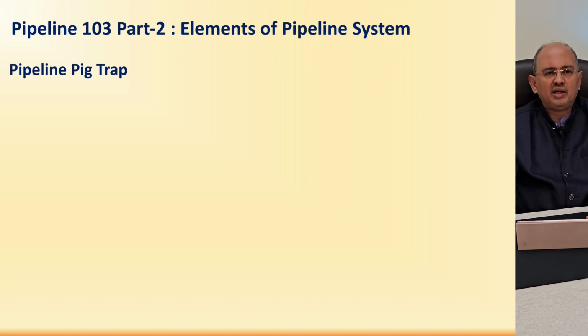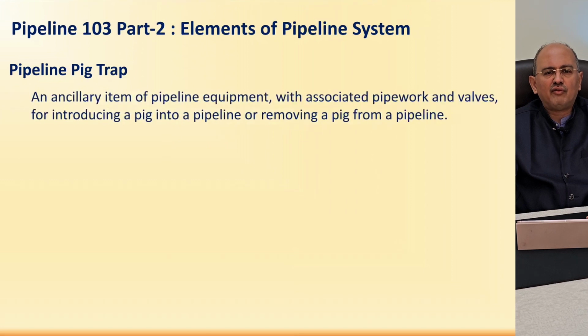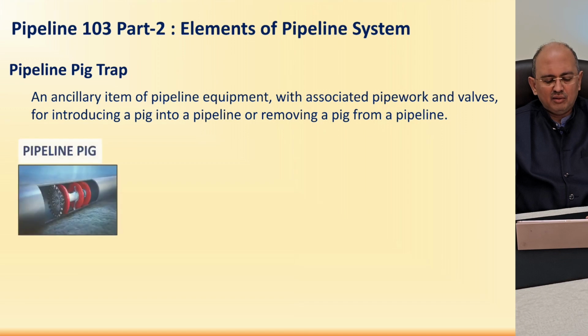So let's see first the pig trap. What is a pig trap? We'll do a quick wrap up of all these elements, just for everyone to understand what that is. A pig trap is an ancillary item of pipeline equipment with associated pipework and valves for introducing the pig to a pipeline or removing the pig from a pipeline, which I have explained based on the overall system scheme, which I believe you would have understood now.